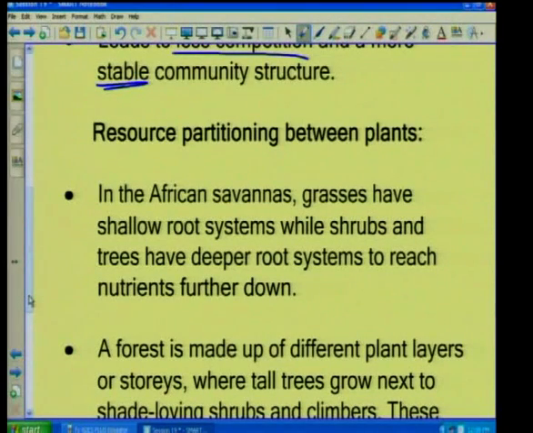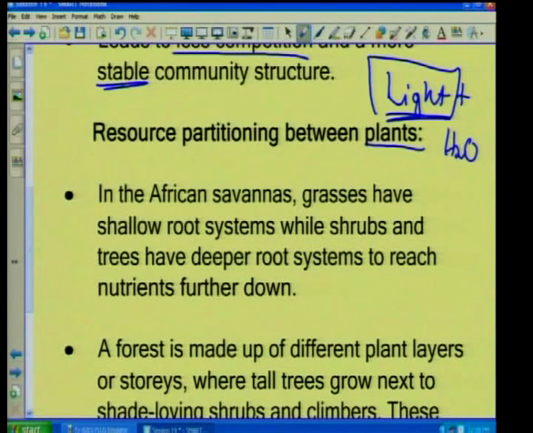Now, if we look at resource partitioning between plants, what are plants going to want? Plants want light. That's the biggest element that plants want. Well, it's light and water, really, but light. So if there's water for all the plants, the soil's going to get the same amount of water. It's going to be light that plants are going to compete for. So in the South African savannas, and here are just a couple of examples, grasses have shallow root systems, while shrubs are deeper down. And then you get your big trees that are really deep down.